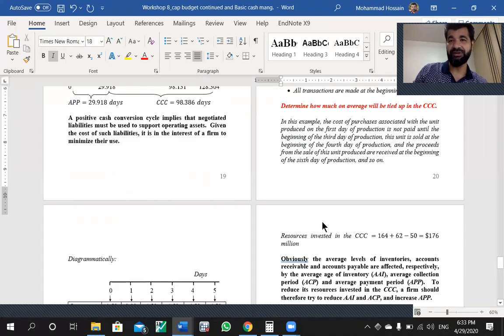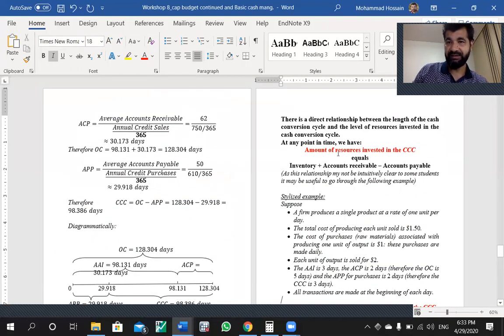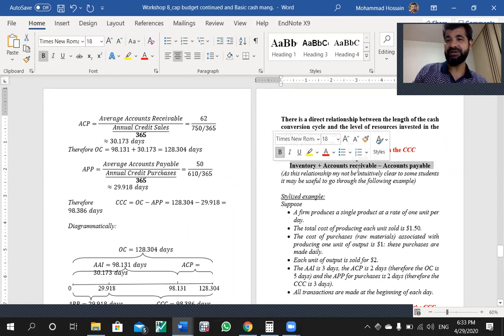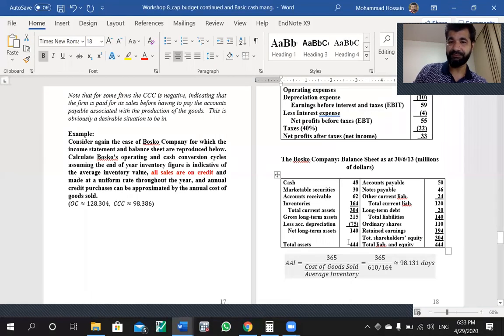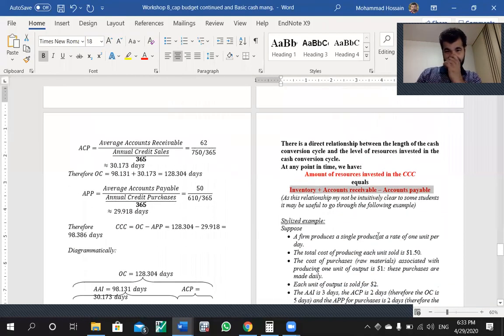So this is the formula actually. The formula here is given: inventory plus account receivables minus accounts payable. That's the formula. Okay. Inventory is 164, accounts receivables 52, accounts payable 50. So it will be around 12, 164 plus 12, 176. Yes.